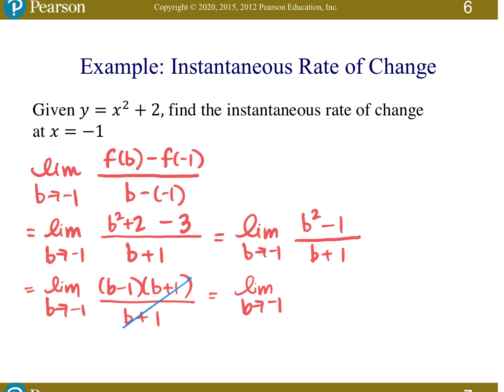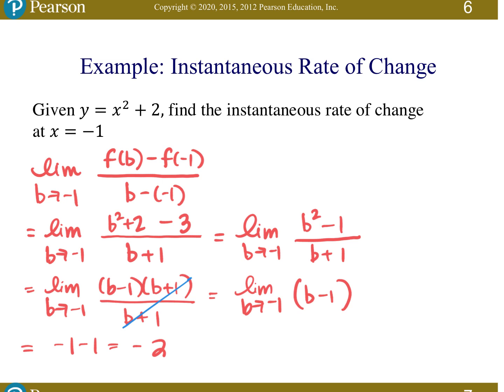I still have limit because I still have a variable, and I use parentheses because that's what I had left. I had the factor left. Now is the final time where I can drop the limit notation because I'm going to replace the value of b with -1. So I'll have -1 minus 1, and that is -2. So what that means on this parabola is that the slope, which is also called the instantaneous rate of change, at this moment is -2.